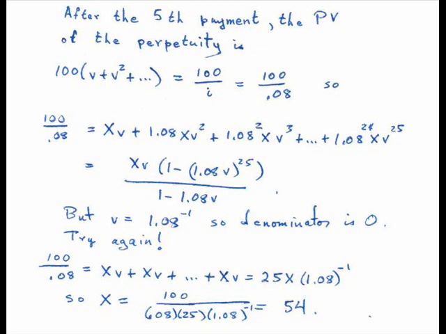So apparently we're getting XV for every single term, including the last one. And there are 25 of these. So to sum them, we just get 25XV, or 25X times 1.08 inverse. So we're going to set our present value of the annuity, 100 over 0.08, to 25XV, and we can solve for X from that. And if we do that, we get 54 as our answer, and 54 is answer A among our choices.